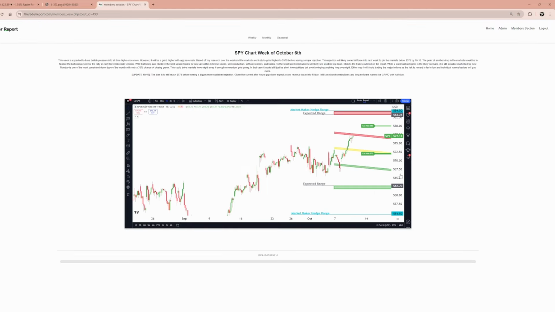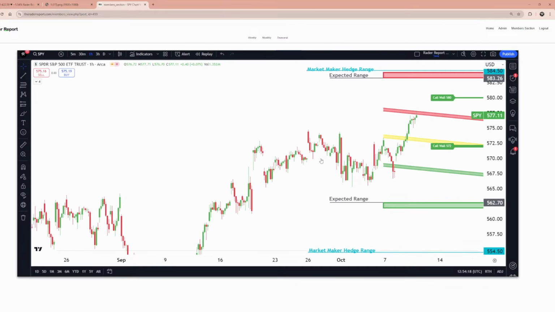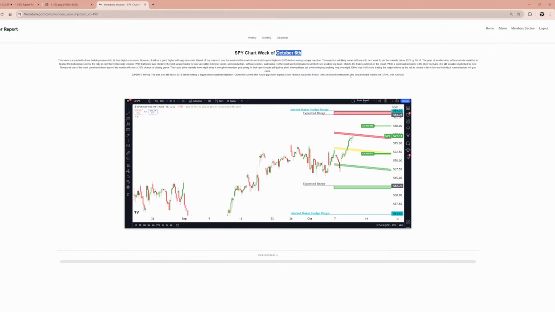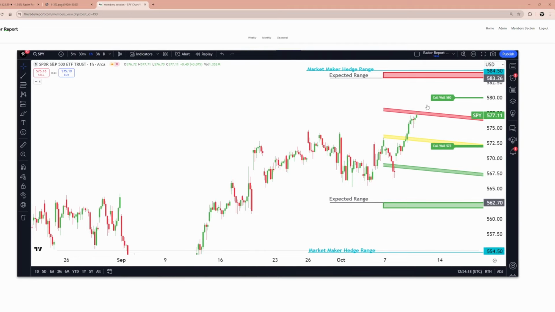Here's a real life example. I actually put this as one of the free charts on the radarreport.com. So if you want to go sign up for free, you can literally see my SPY charts every single week. But this was one of the free charts for October 6th. And I update these every day as they come out typically. So this was an example of this.